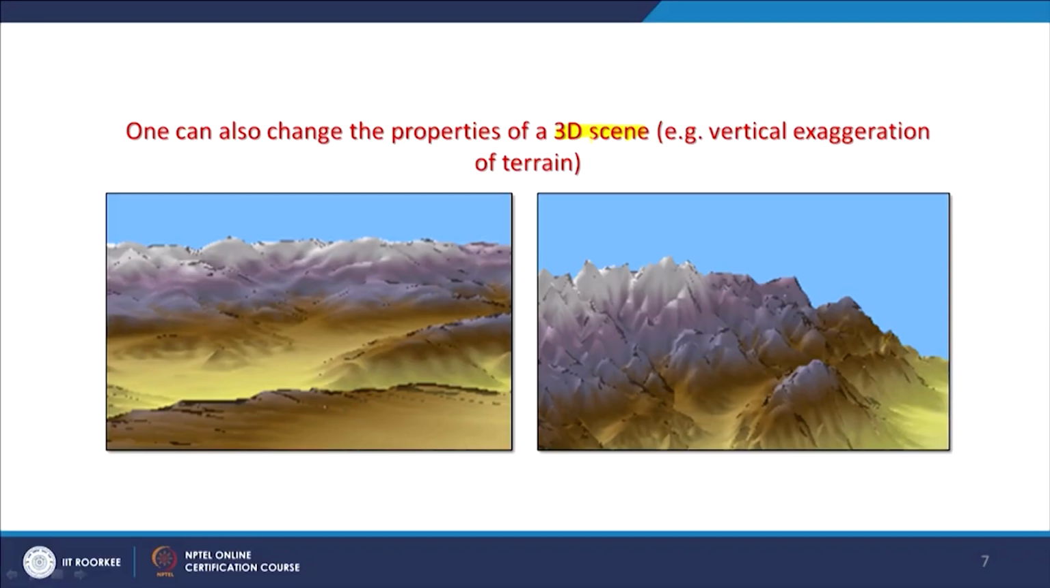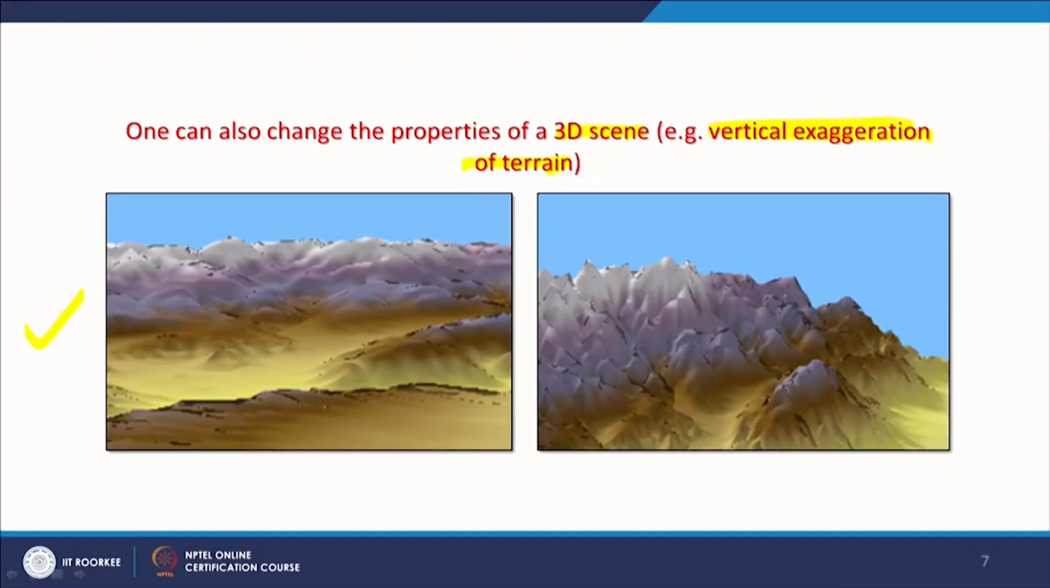Another advantage of involving computers is that we can increase the vertical exaggeration of the terrain. That means that we can increase the scale for vertical compared to horizontal, because if we keep the same scale for horizontal and vertical, we may see a terrain like this. But when we increase the vertical exaggeration, that means I want to exaggerate the Z scale compared to my XY scale, then you may see a terrain like this. It depends on what you are going to use it for.